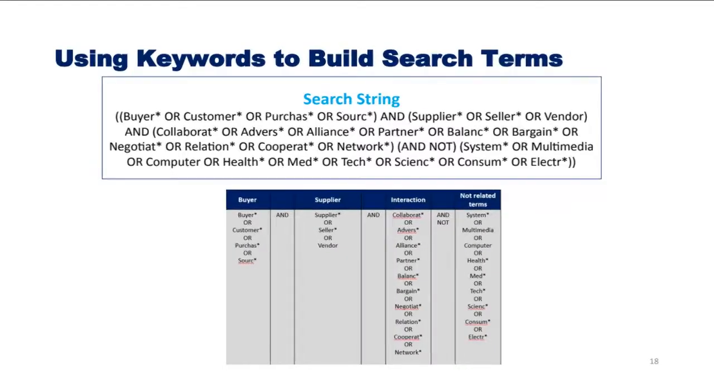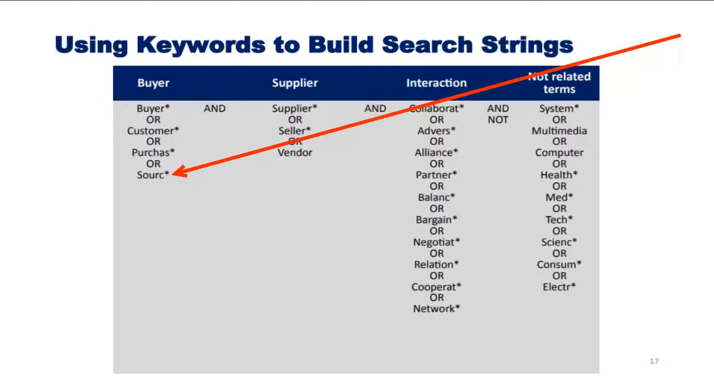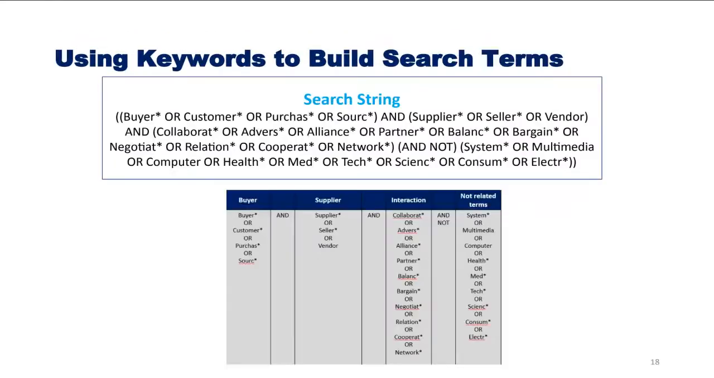Based on this table that I have shown you in my presentation, I've also created the search string for you. As you can see, you have the first bracket, and it is based on all the terms in the first column: buyer or customer or purchase or source, all these are here. Then you have your Boolean connector and then the second bracket starts, which has these three terms. Then you have the third column, which is the longer one, and you have all these terms here. And then you can also put AND NOT here, and then you have all these terms in that.